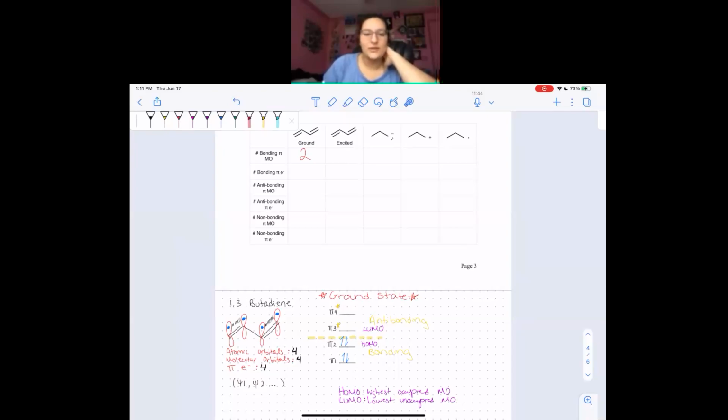And someone asked, how do we know that there's 2? So basically, we knew that there's 4 orbitals. We cut it in half. 2 of them are bonding. 2 of them are anti-bonding. And we know all the electrons are in the bonding orbitals. So we put 4 here.